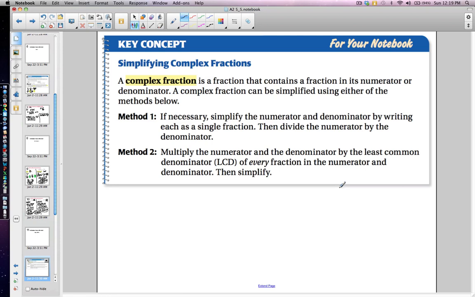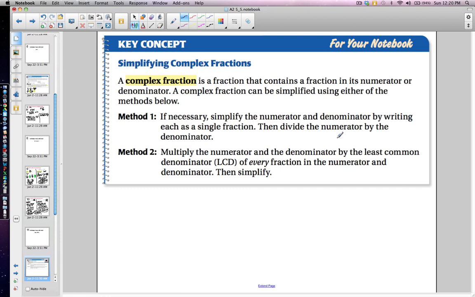So as I spoke about, a complex fraction is a fraction that contains a fraction in either its numerator or its denominator, and it could have both. So there are two different ways that you can do the work of simplifying a complex fraction. So method one involves taking the numerator and the denominator and simplifying them to be a simple fraction, and then divide the numerator by the denominator, which we've already learned. We learned in section 5.4 means I invert and I multiply.